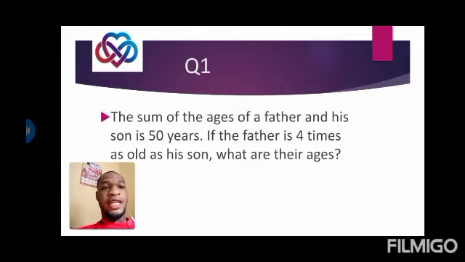The sum of the ages of a father and his son is 50 years. If the father is 4 times as old as his son, what are their ages? The sum of the ages of a father and his son is 50 years. If the father is 4 times as old as the son, what are their ages?